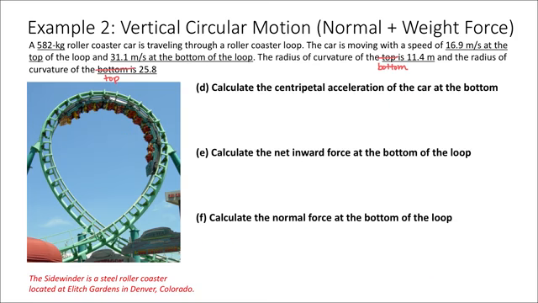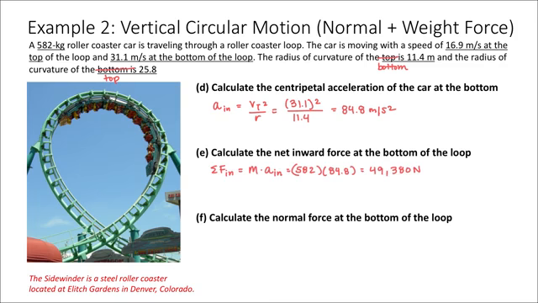All right, I'd like you to pause the video, take a moment, and see if you can solve for the centripetal acceleration, net inward force, and normal force for the roller coaster car at the bottom of the loop. Okay, now that you've had a chance to try it yourself, I'll begin by expressing the centripetal acceleration as I did before, giving me an acceleration of 84.8 meters per second squared. I can multiply this acceleration by the mass of the roller coaster car, just like I did before, to solve for the net inward force, or the centripetal force.